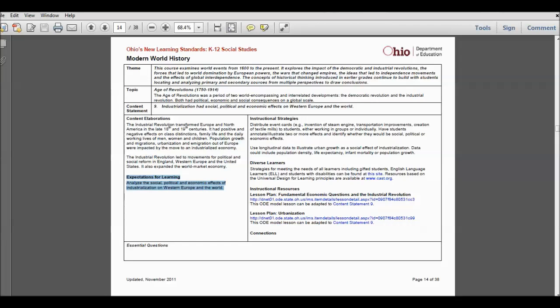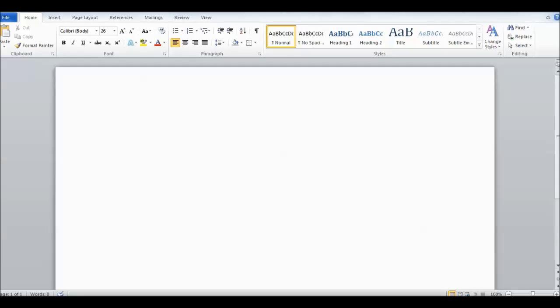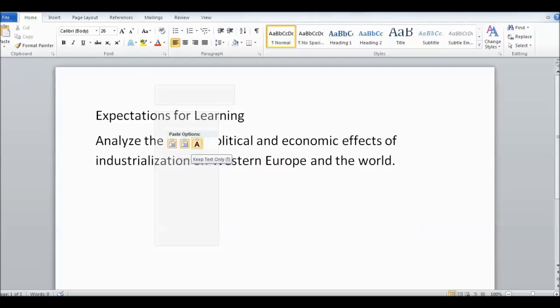But let's take a look at where our verb is. And in your own model curriculum, you will be able to find the cognitive verb. In this case, it says to analyze social, political, and economic effects of industrialization. I'm going to go ahead and copy that into a document and paste it here. So I have my expectation for learning. This is how the standard is going to drive this deconstruction piece.